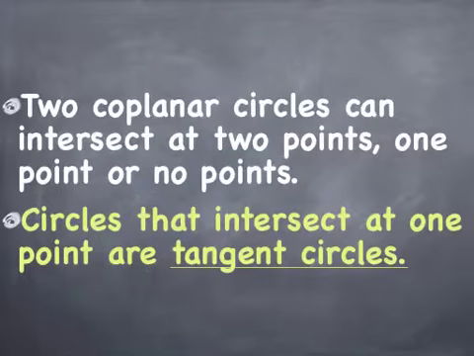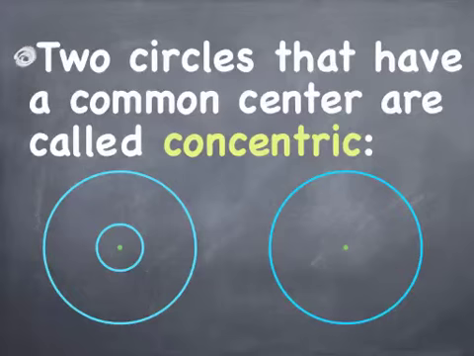2 coplanar circles can intersect at 2 points, 1 point, or no points. Circles that intersect at 1 point are called tangent circles. Two circles that have a common center are called concentric.